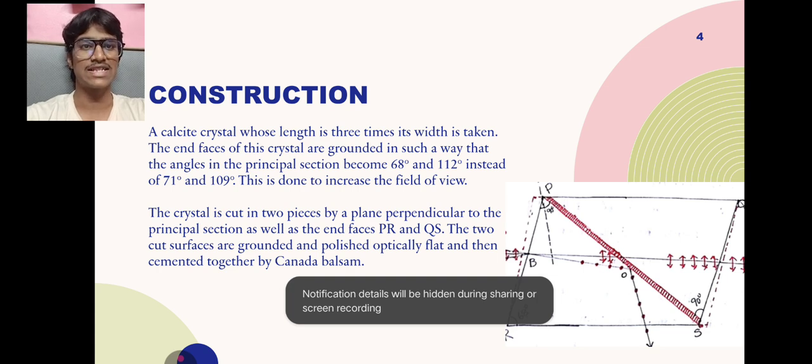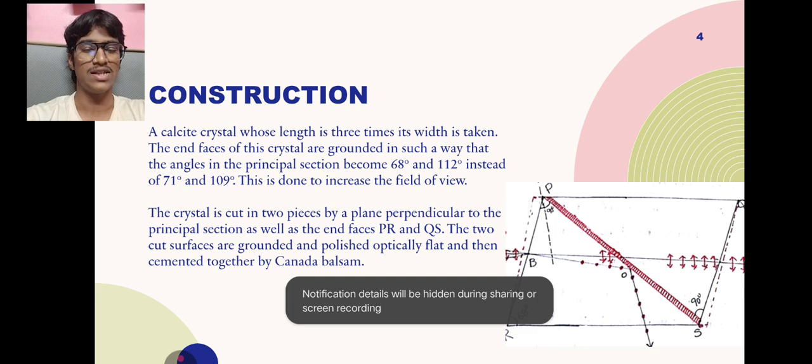The crystal is cut into two pieces by a plane perpendicular to the principal section as well as the end faces PQ and RS. The two cut surfaces are ground and polished optically flat and then cemented together by Canada balsam.